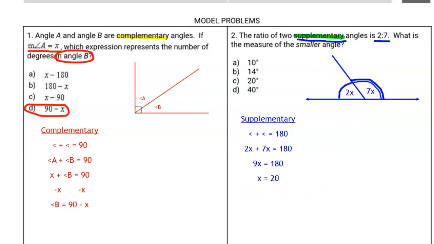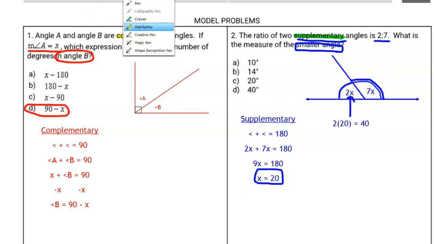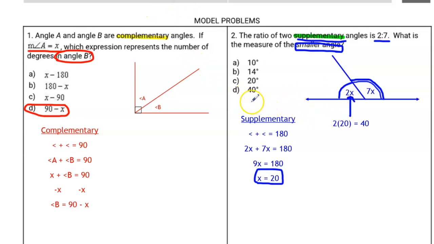Now keep in mind, we're asked a different question. We're asked for the measure of the smaller angle. Well, the smaller angle of these two, between 2x and 7x, is definitely going to be 2x. So in order to find the value of this angle, we're going to take this x value, x equals 20, and substitute it into 2x. And it's easy enough to see that when you substitute 2 times 20, you get 40. So there we go. Our answer is D, 40 degrees.